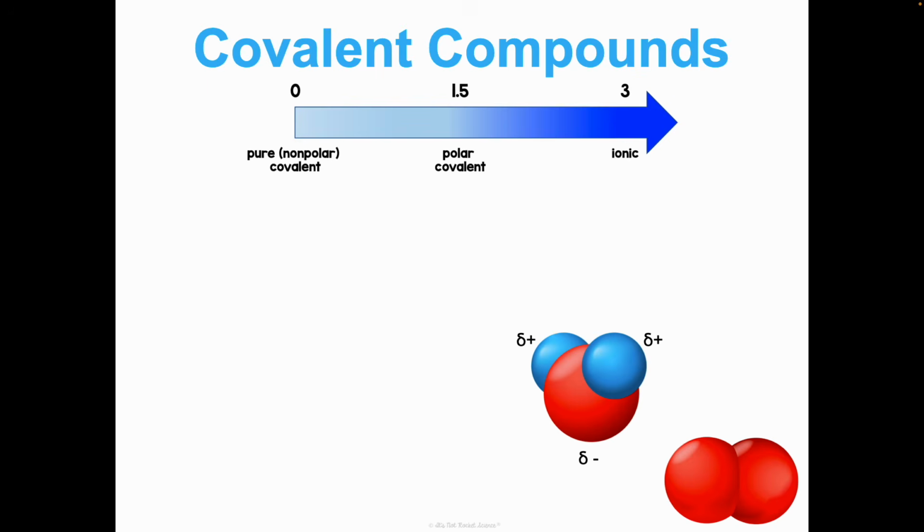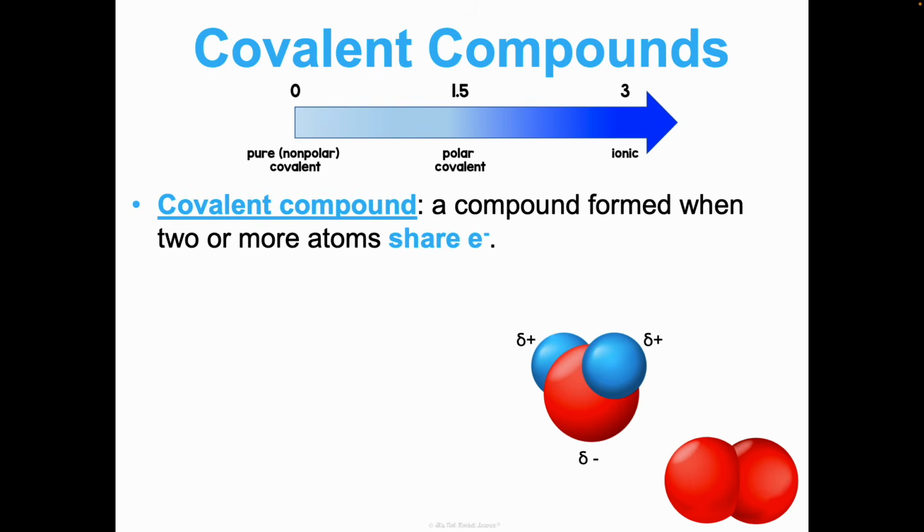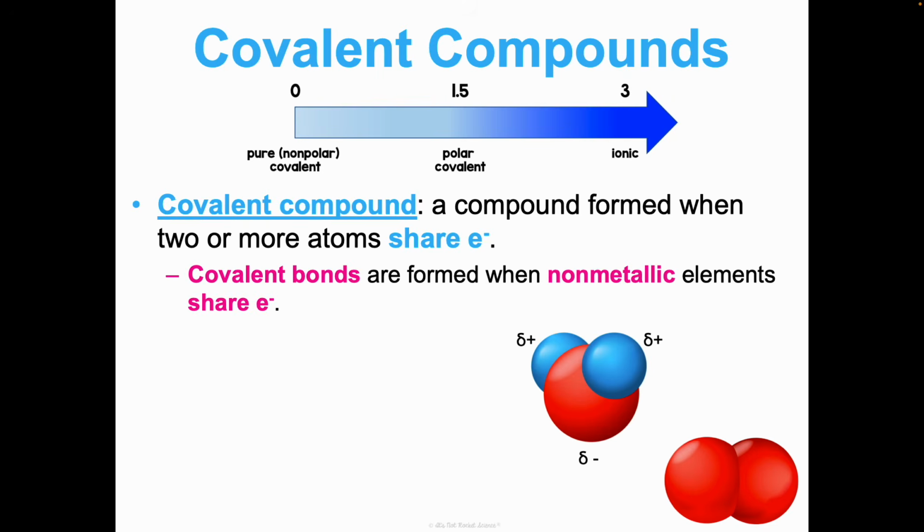Okay, so covalent compounds. Remember, a covalent compound is a compound formed when two or more atoms are sharing electrons. So the compound forms from covalent bonds between non-metallic elements, non-metals that are sharing electrons. Why are they sharing electrons?